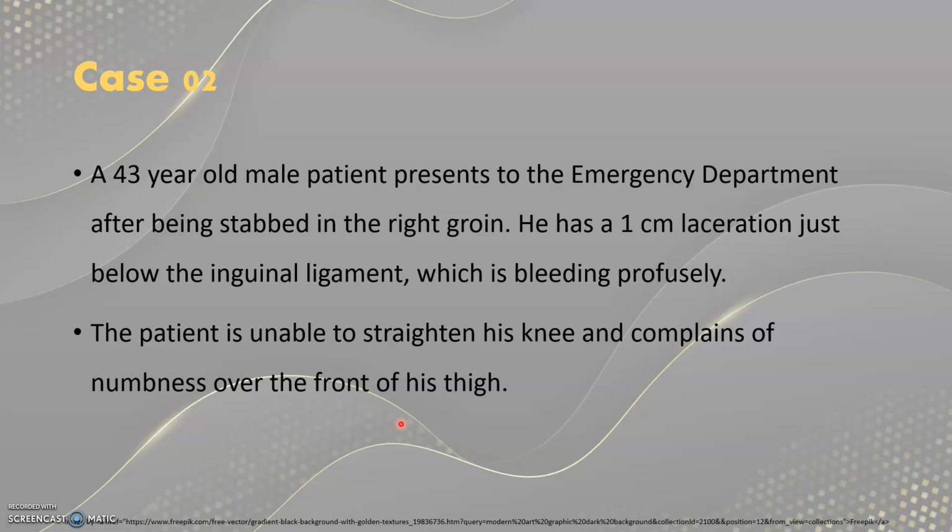The first patient is a 43-year-old male who's been stabbed in the groin below the inguinal ligament and is bleeding profusely. He's unable to straighten his knee and complains of numbness over the front of his thigh. I'd like you to pause the video and see if you can work out the anatomy of what is going on in this case and think a little bit about the area of the groin and the femoral triangle.